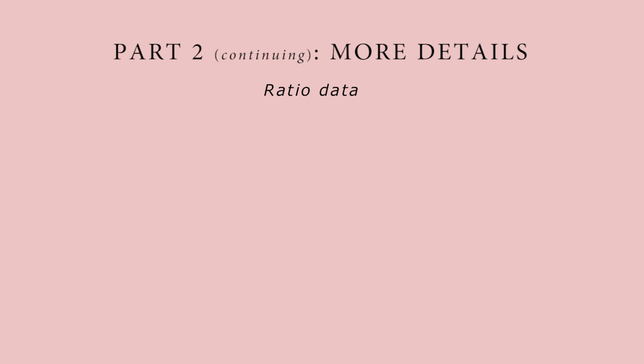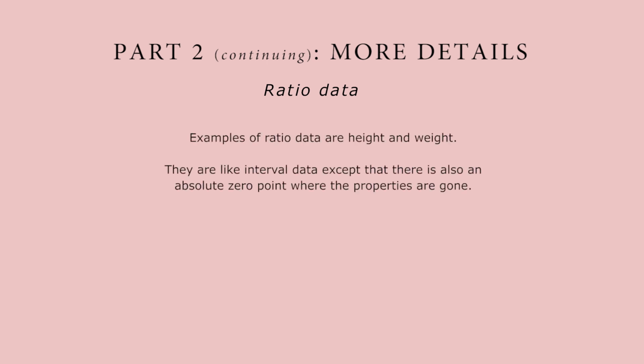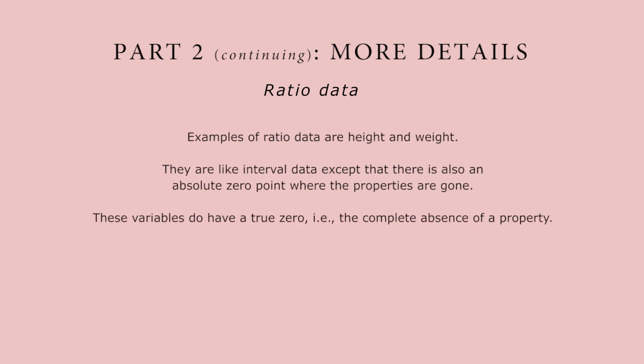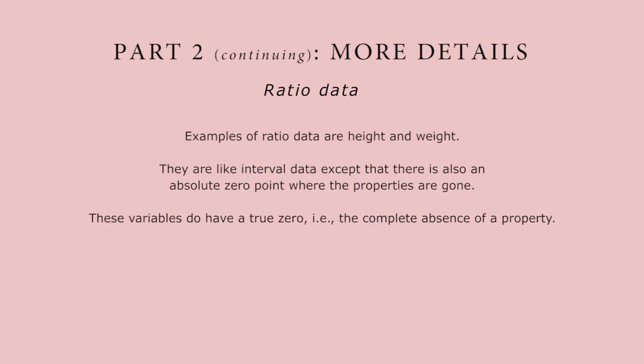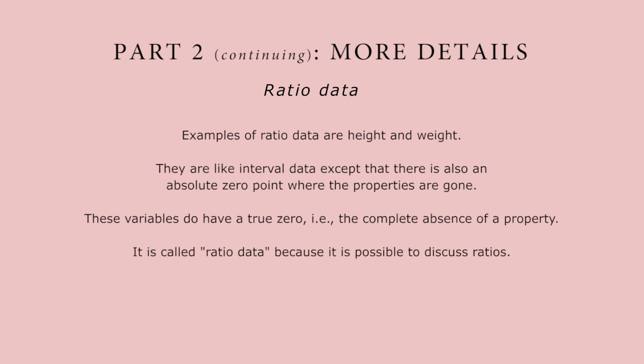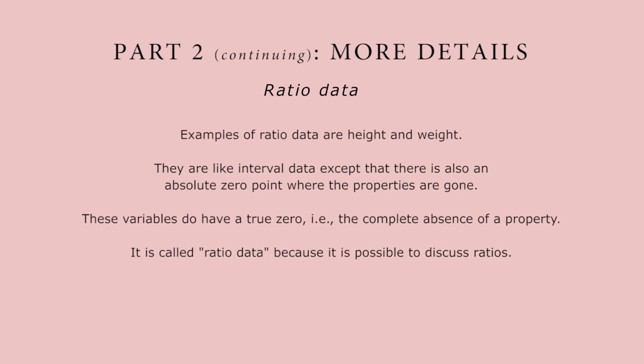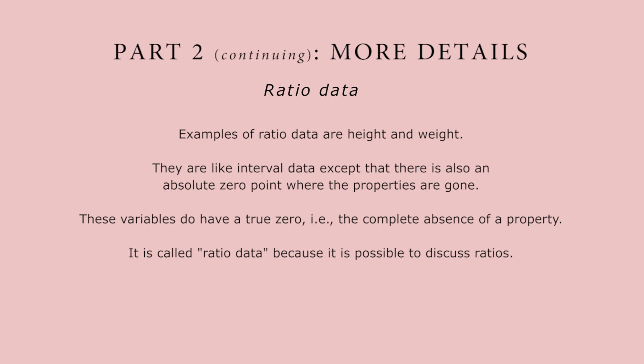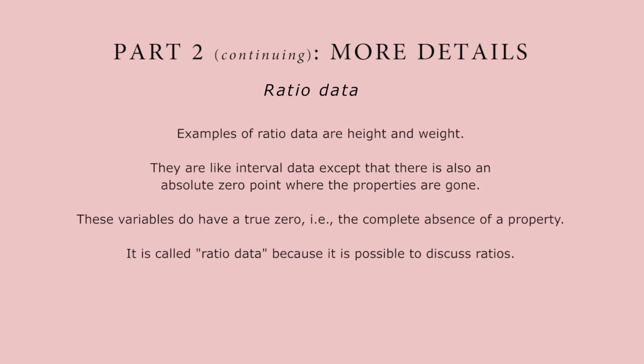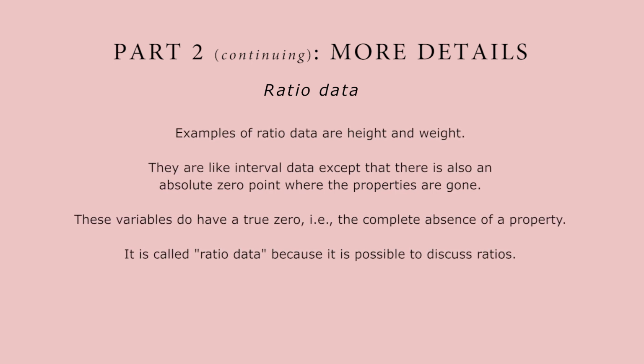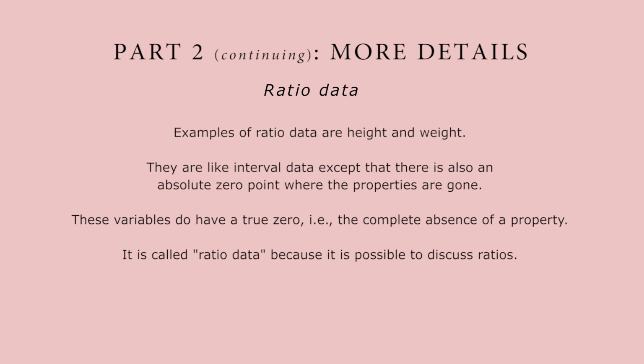Finally, ratio data are like interval data, but there's also an absolute 0 point where the properties are gone. For example, height or weight. Because those variables do have a true 0, i.e. the complete absence of a property. This makes it possible to discuss ratios such as twice as much as or half as much as, hence the name ratio data. 4 inches is twice as long as 2 inches.